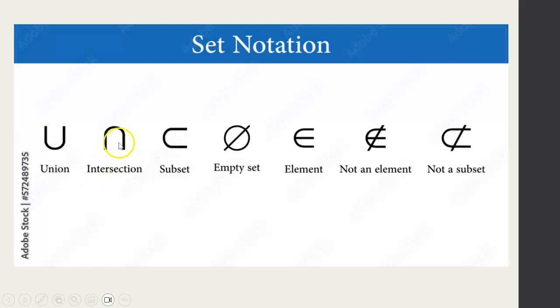Union we talked about. Intersection. Subset, I've already done a video on that. This is the empty set or the null set. Remember, it's just the two brackets. It's a zero set, nothing's there. Element, not an element, and then not a subset. We wouldn't really see that, but you might come across it. And then we looked at complement as well, just there at the very end.